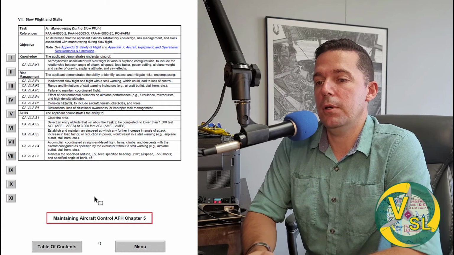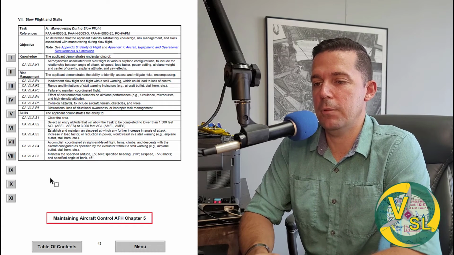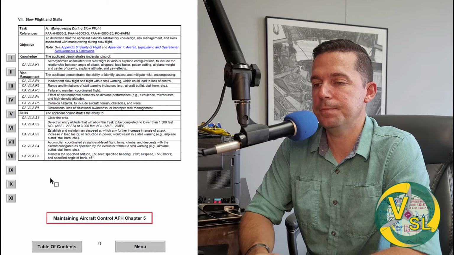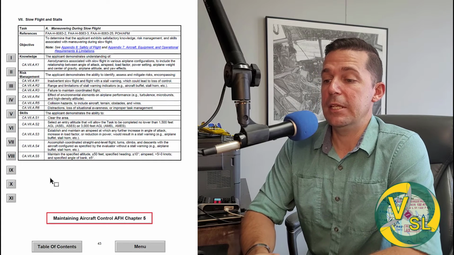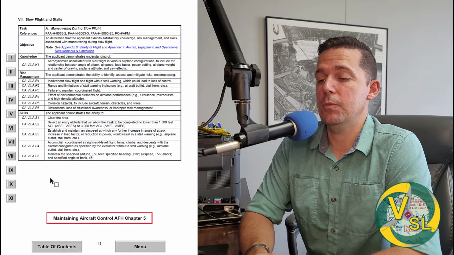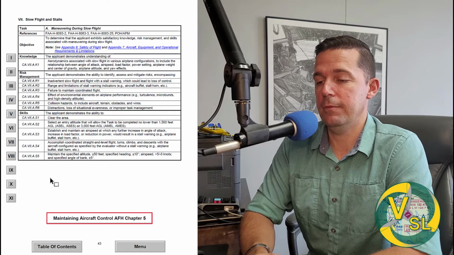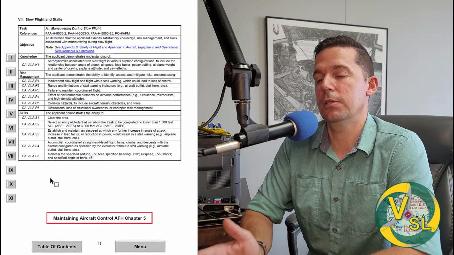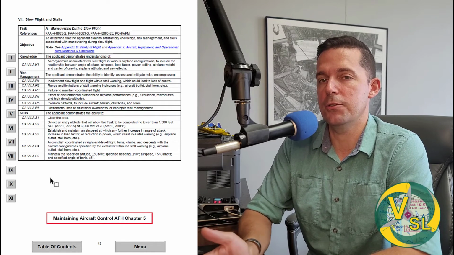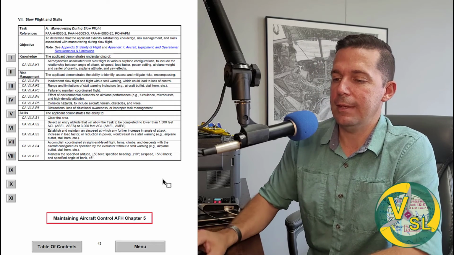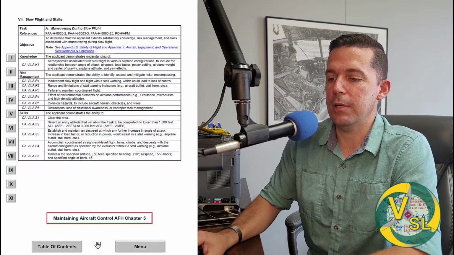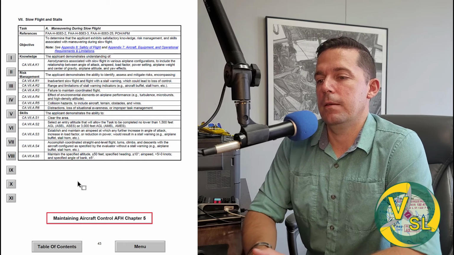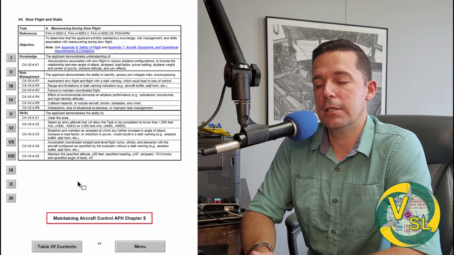All right, we're going to go on to Area of Operation 7, slow flight and stalls. Maintaining aircraft control is in chapter 5 of the Airplane Flying Handbook. That's where you're going to cover slow flight and stalls and spin awareness. So I've got that linked here on the bottom for chapter 5 there. On Task A, this is maneuvering during slow flight.